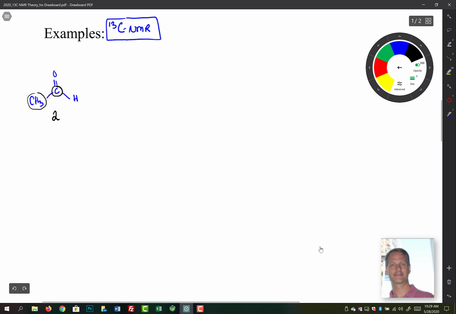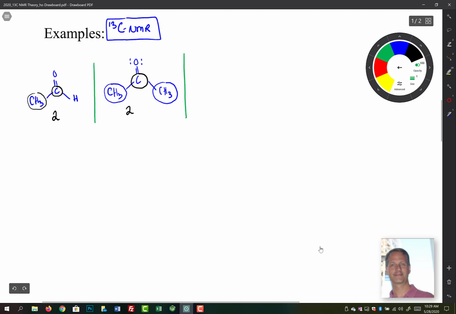Alright, so what about this? Let's look at CH3 carbonyl CH3. So here we have acetone. So how many peaks would you see here? Well, that CH3 here is the same as this as far as the chemical environment. So that's going to be 1, and then that carbon there in the middle is the second peak. So we'd expect to see 2 here also.